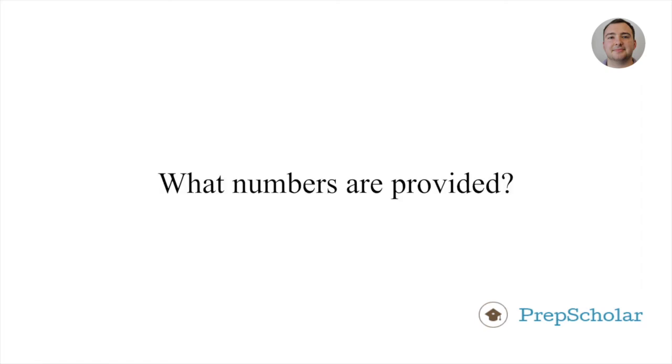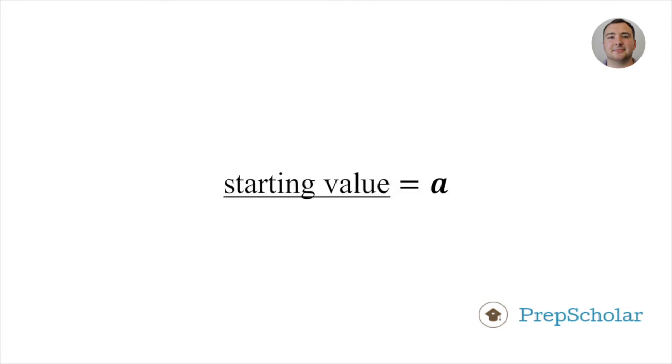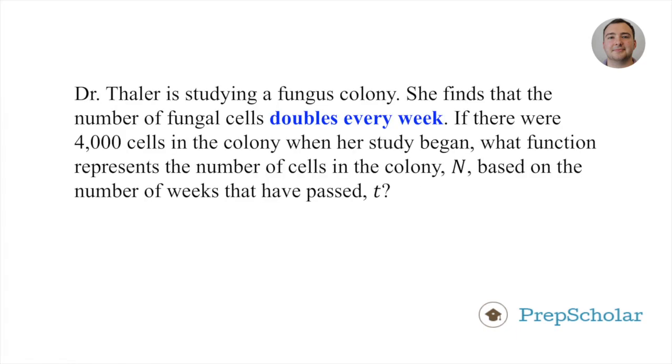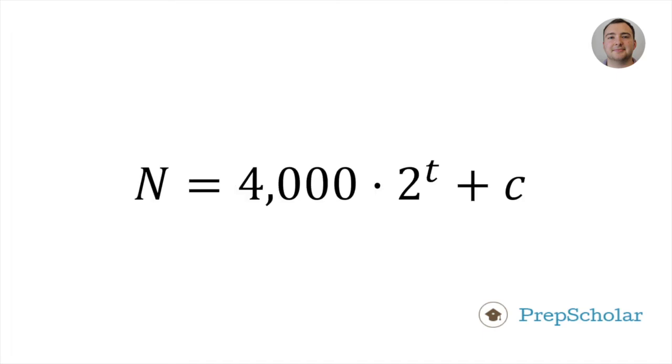Now we need to figure out what specific numbers are provided. The question tells us that there were 4,000 cells when Dr. Thaller's study began. This represents a starting value, which means we should plug it in place of a. Therefore, we know that n equals 4,000 times b to the t plus c. We also see that the number of fungal cells doubles, or is multiplied by 2 every week. This is our ratio of change, which takes the place of b in the general equation. Therefore, our equation becomes n equals 4,000 times 2 to the t plus c.